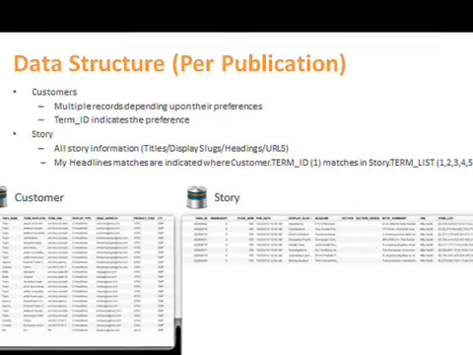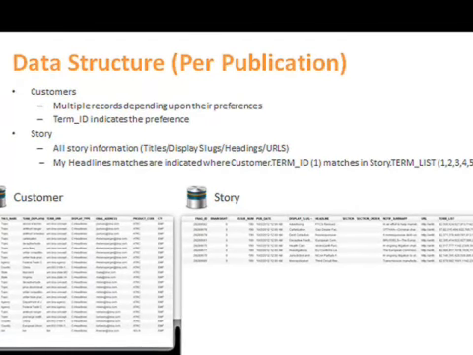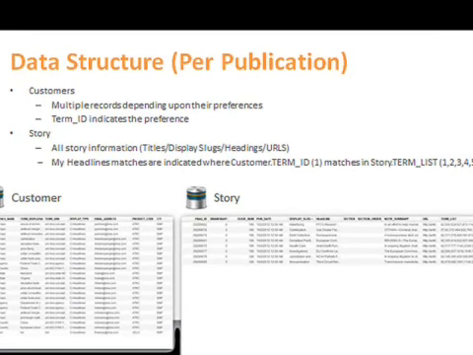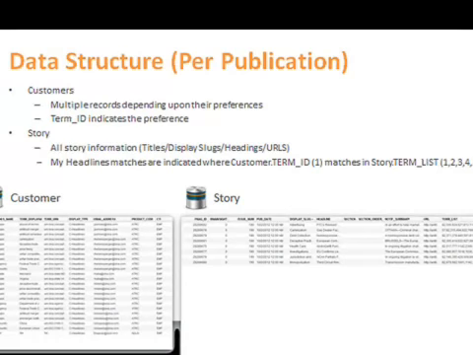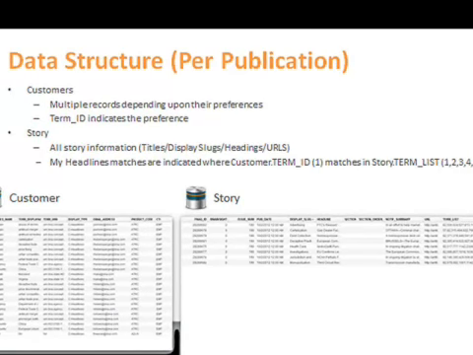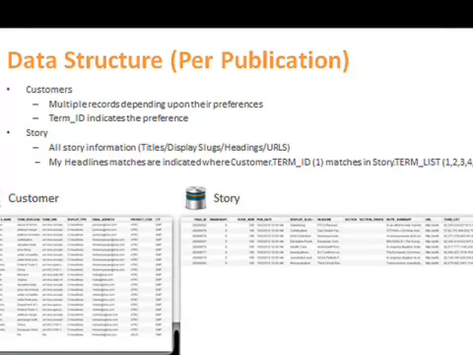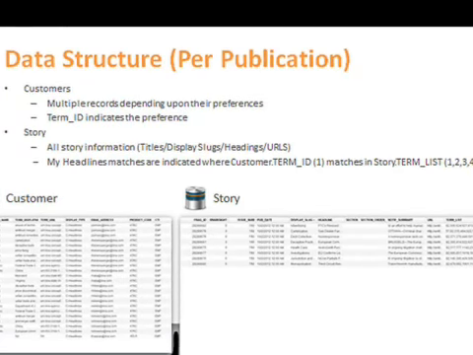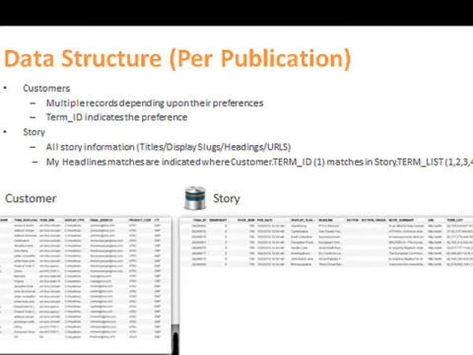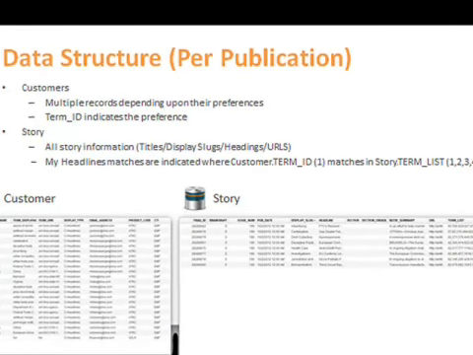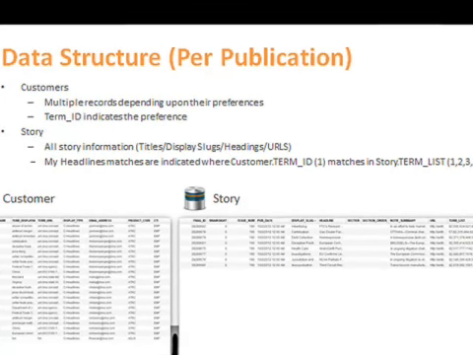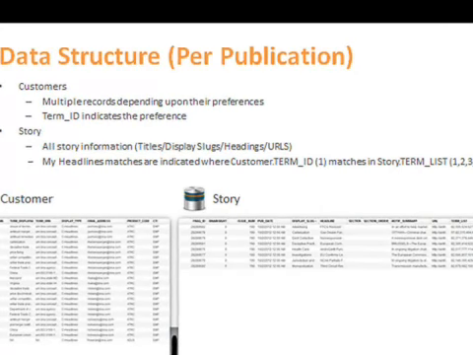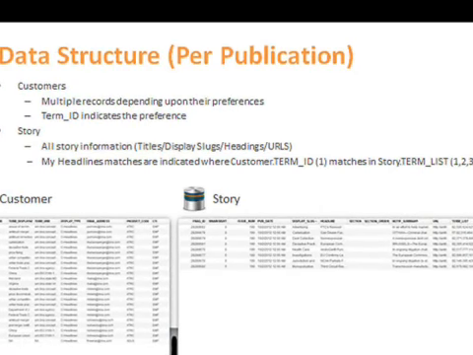On the other side is the story data extension that contains the titles, display slugs, heading, URL, etc. But at the very end, there's a term list, and it could be 1 number, it could be an array of numbers. Our job, when we start to send this email, is per customer to figure out if they have any term IDs available, and then traverse the story database and see if we can find a hit on 1 or multiple categories. And if we do, we know that story is a preference, and we can float it up into the my headline section.